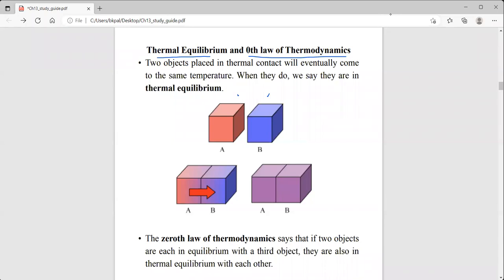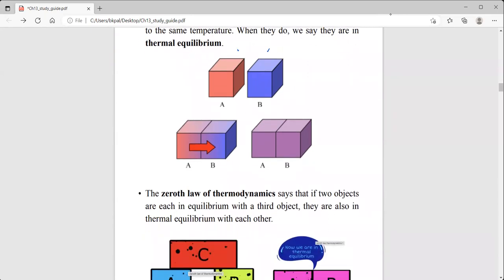When you place them together in contact, at some point the temperature of both object A and B will be the same. That is thermal equilibrium. So thermal equilibrium means when we have two objects at two different temperatures, and we place them in contact with each other, at some point their temperature will be the same, and this is thermal equilibrium.